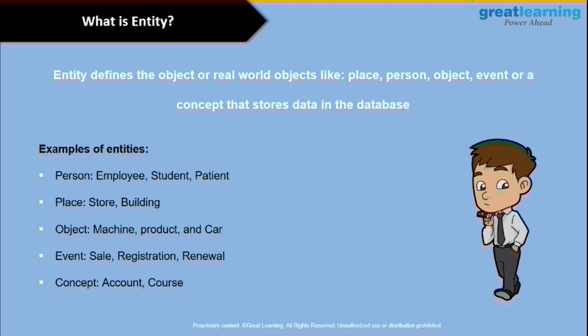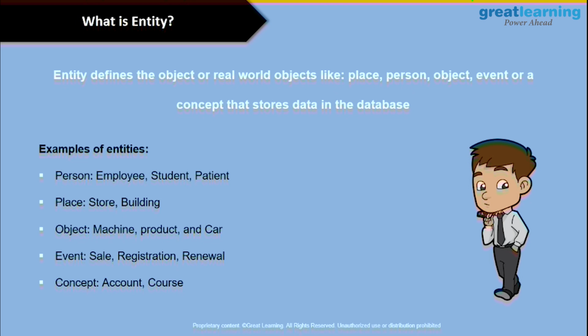Now we are going to talk about what is an entity. An entity defines real world objects like a place, person, object, event or a concept that stores data in the database, right? Let me give you an example. Suppose you are talking about a person: employee, student, patient, they are your entities. If you talk about places, then store and buildings are your entities. And if you talk about objects, then machine, product, car, bike will be your entities, right?